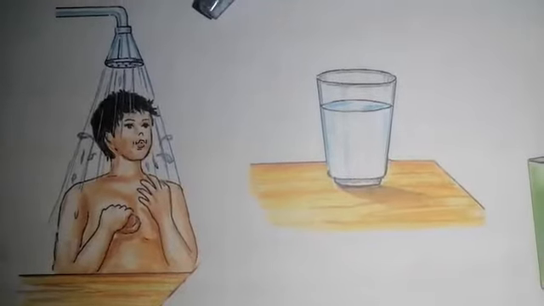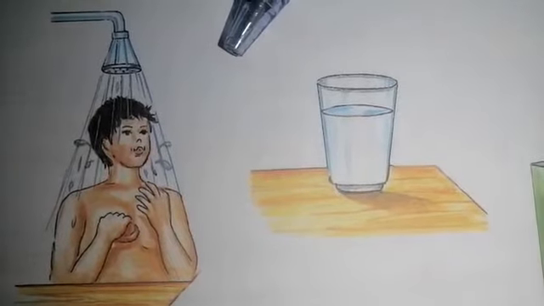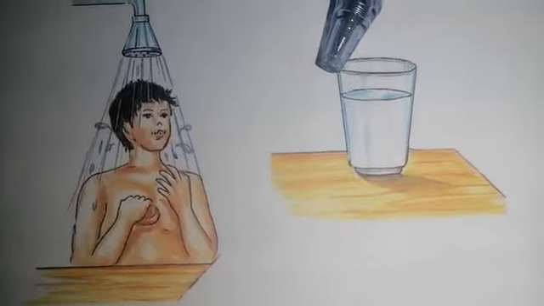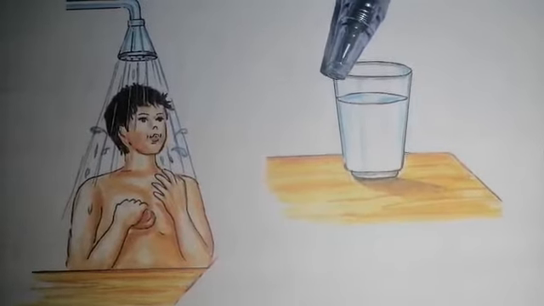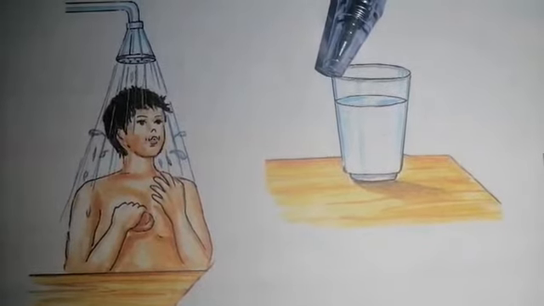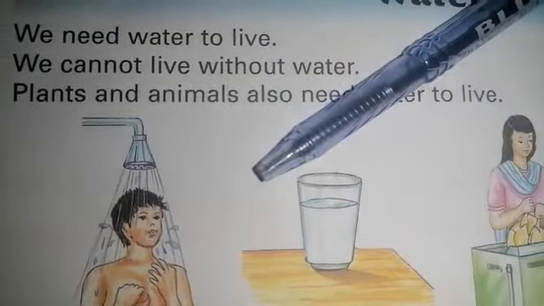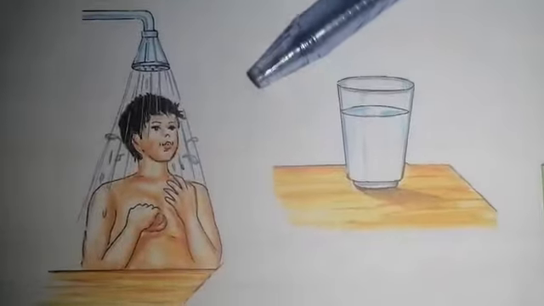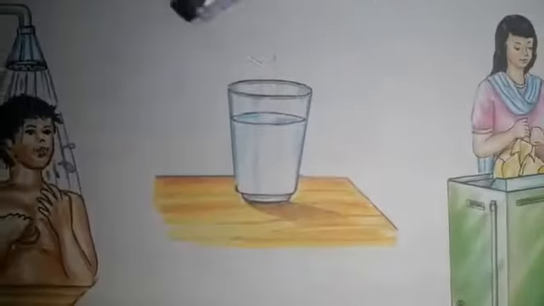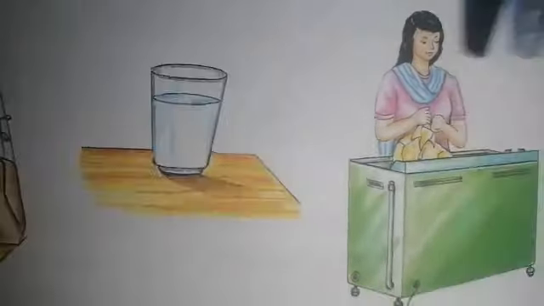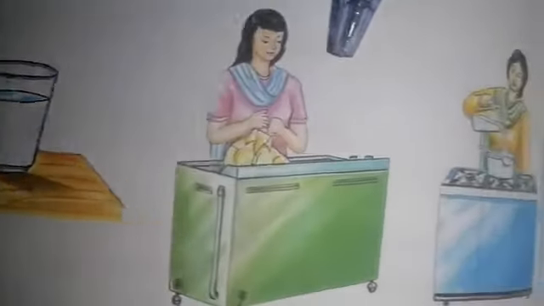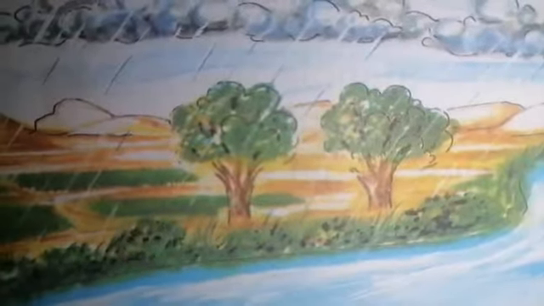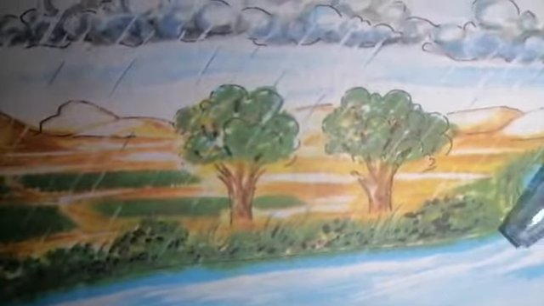First of all, we will discuss why we need water in our daily routine. We need water to live. We cannot live without water. Plants, animals, and human beings require water every single time to perform different sorts of functions. For example, human beings need water to bathe. We need water for drinking, for washing, for cooking, and much more. Similarly, different plants and animals require water for their growth.